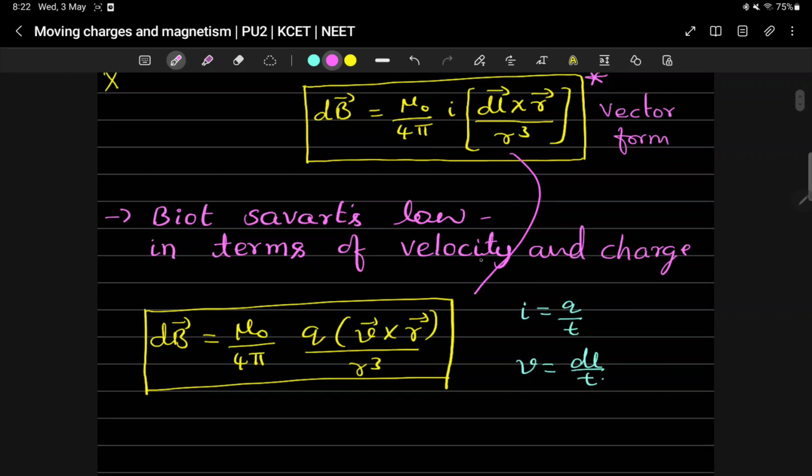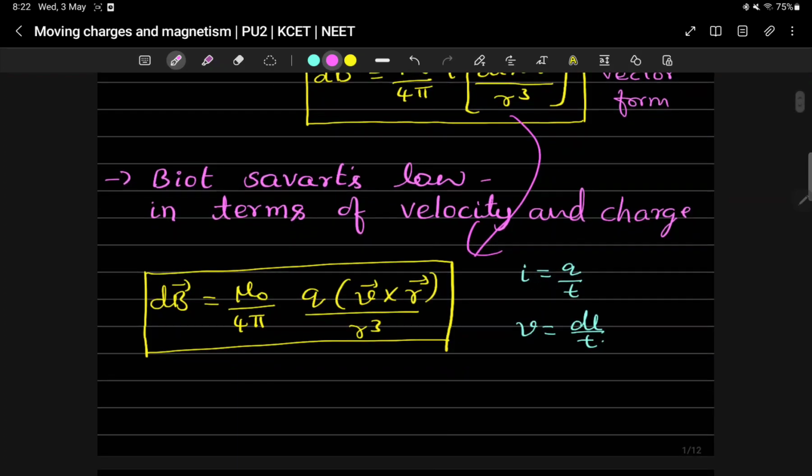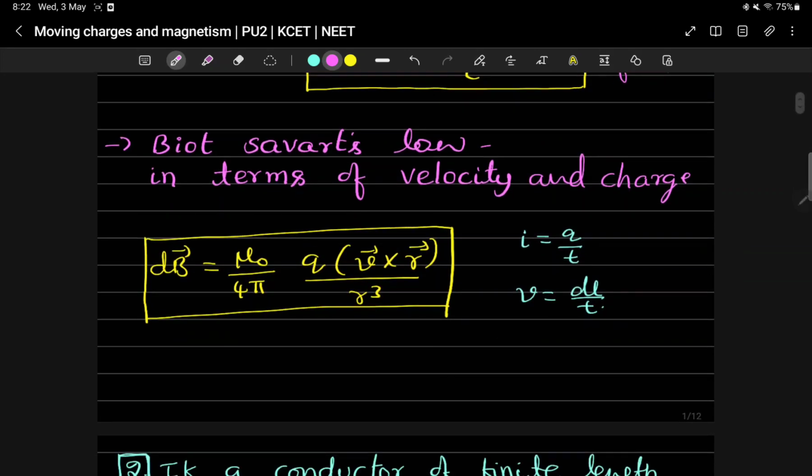By substituting I, we get this formula: dB is equal to mu naught by 4 pi, Q into v cross r divided by r cube. This is very important. Once they have asked a question on this one also. Now let us move on to the next formula.